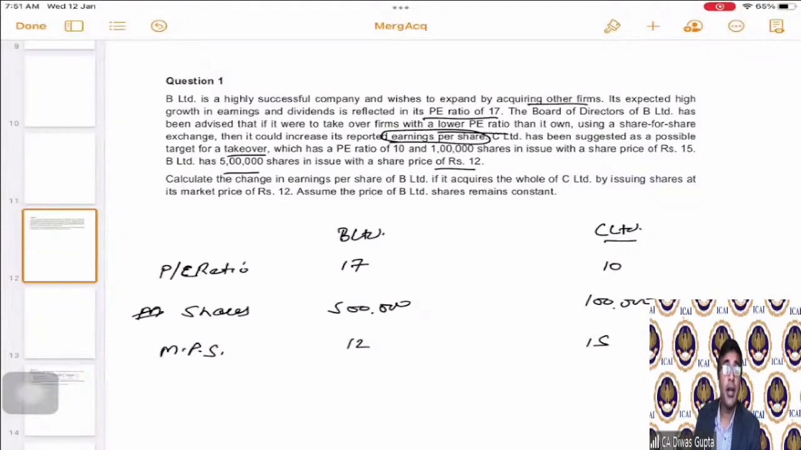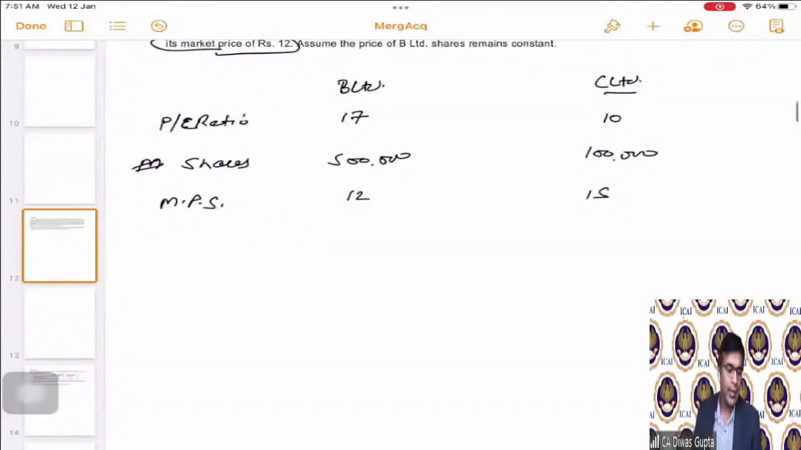Calculate the change in earnings per share of B Limited if it acquires the whole of C Limited by issuing shares at its market price of 12. Simple. What they are saying is that now B Limited has taken over C Limited and it has issued shares at 12 rupees. Assume that, and now you have to calculate the effect on EPS. Correct? Now, how to calculate that?